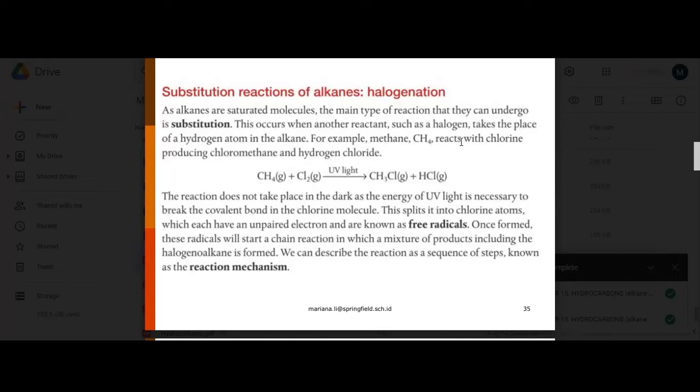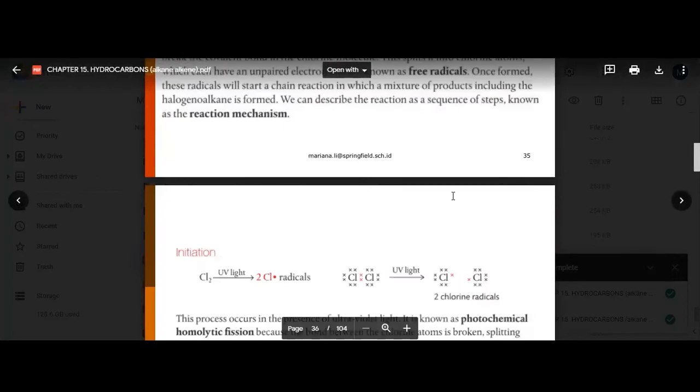The second famous reaction of alkenes is free radical substitution, known as halogenation. Why is it called free radical? Since the substitution reaction only occurs in the presence of UV light. According to our previous video, the homolytic fission will occur in the presence of UV light and form free radicals.